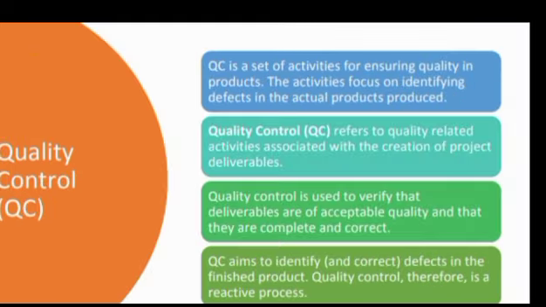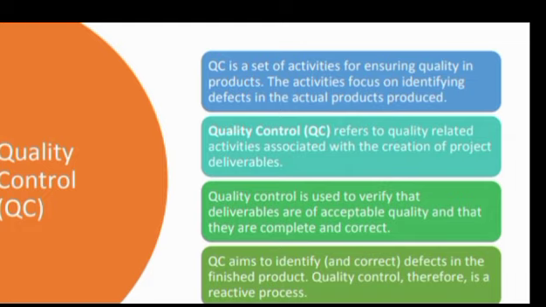Third element of quality management is quality control. QC is a set of activities for ensuring quality in products. The activities focus on identifying defects in the actual products produced. Quality control refers to the quality-related activities associated with the creation of project deliverables.